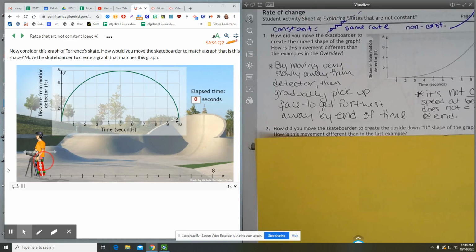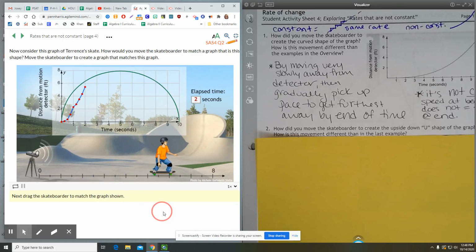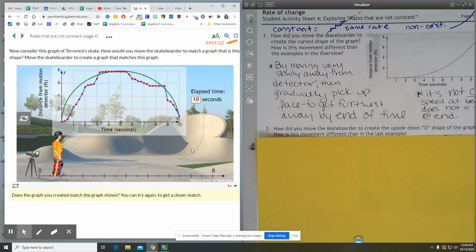So let's try this again. So I'm going to go faster. Oh my goodness, I am really off here. And we're going to hang out here for a little bit, and then, whoa, apparently I'm not good at this. Okay, so you guys can judge me on my graph. If you think you can do better, get on Agile Mind and do it yourself.